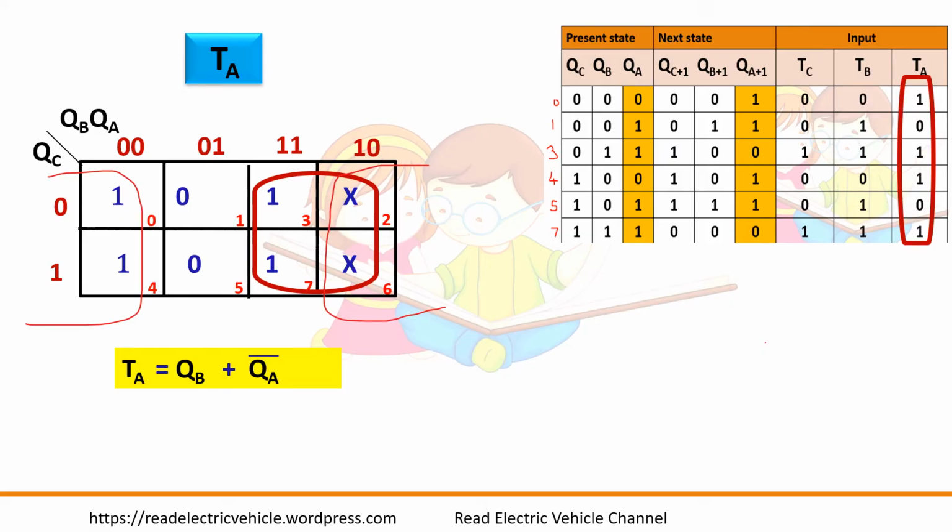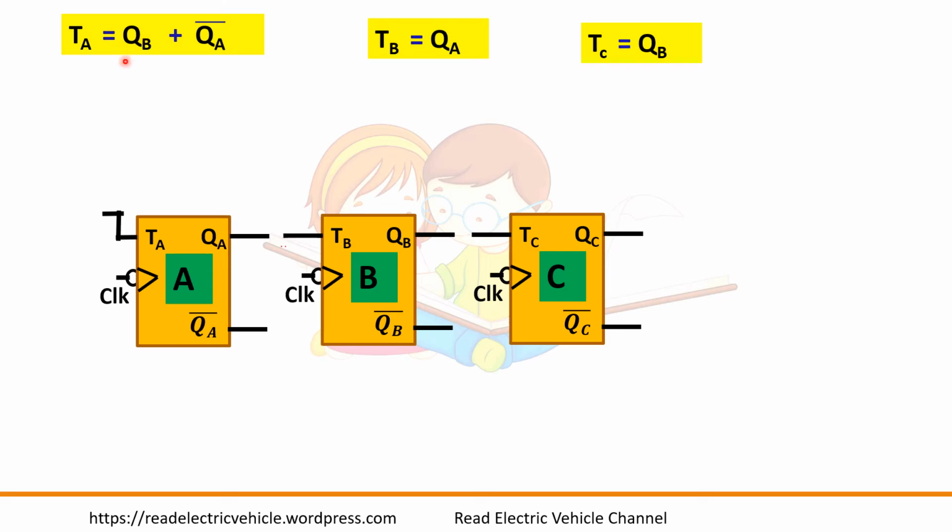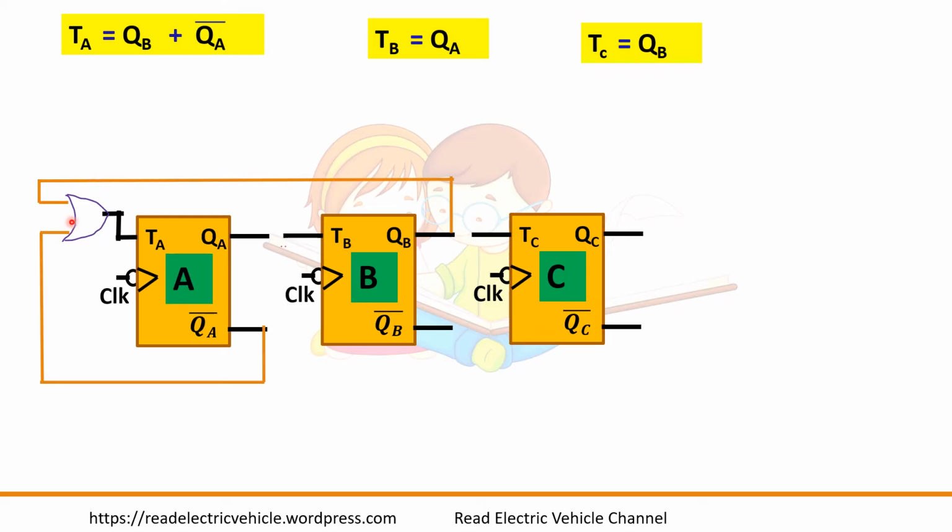Now let us draw the logic diagram. Let's write the equations which we have derived. Always take the LSB first. A flip-flop is here. A is the LSB bit. TA is equal to QB plus QA bar. Here plus represents an OR gate. So take an OR gate. What are the two inputs? QB plus QA bar. Where is QB? QB is here. QA bar is here. So the first flip-flop we have completed. Next TB is equal to QA and TC is equal to QB.